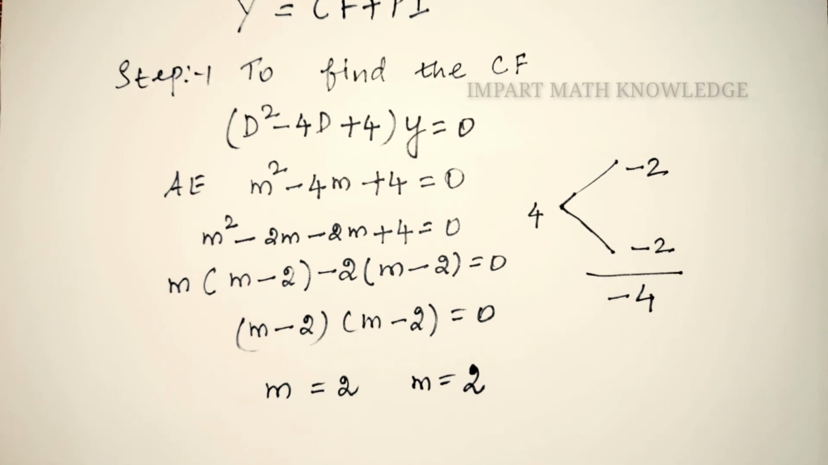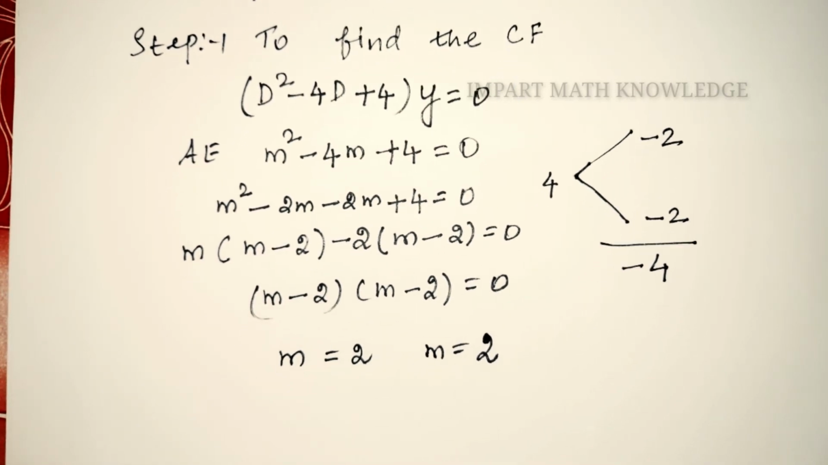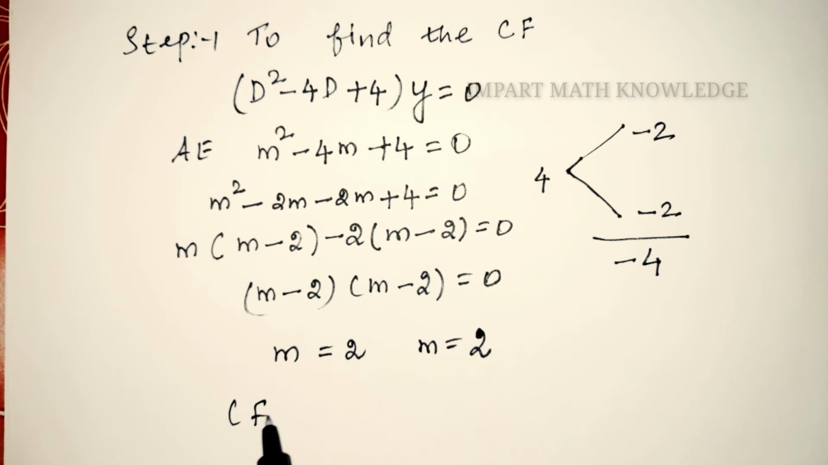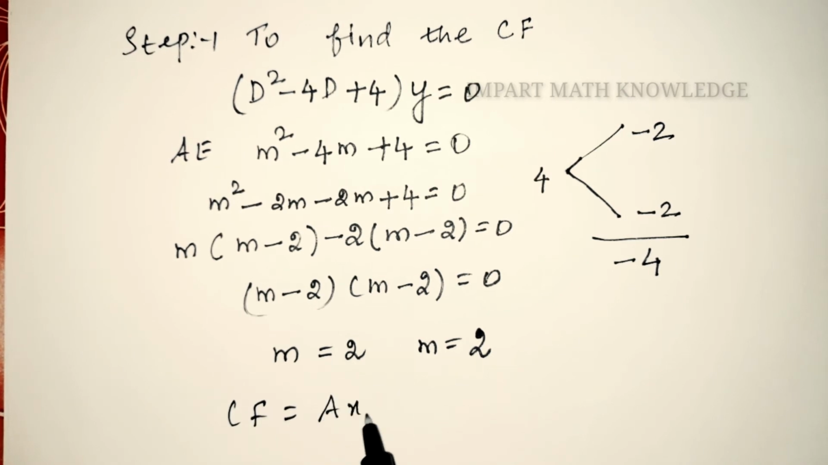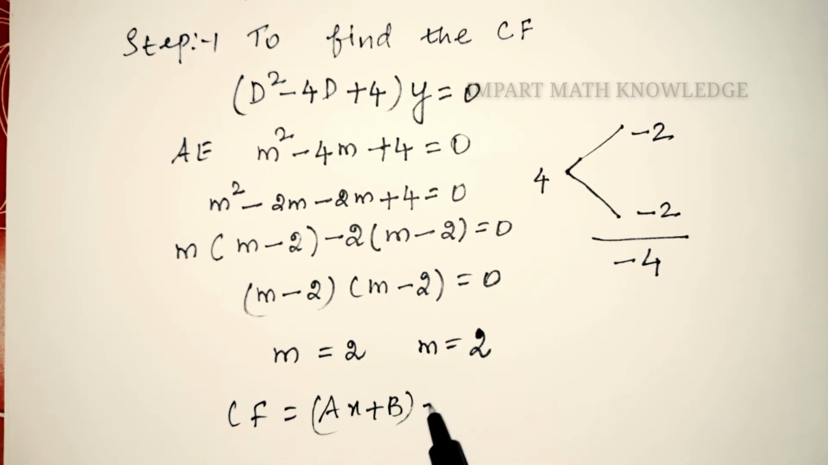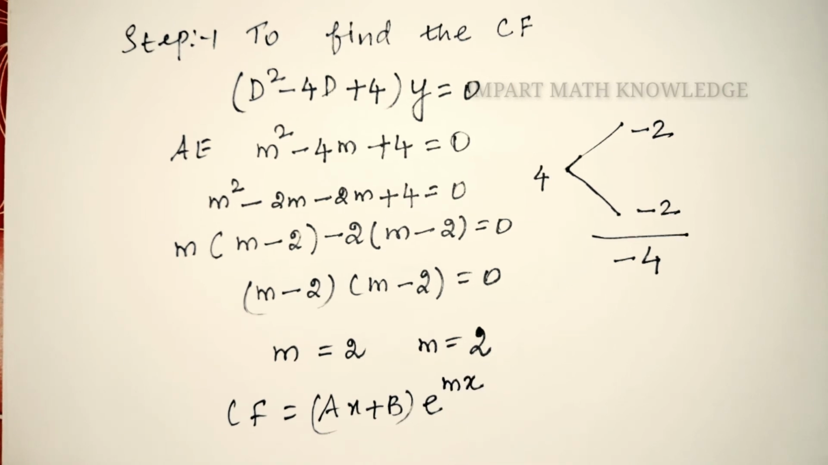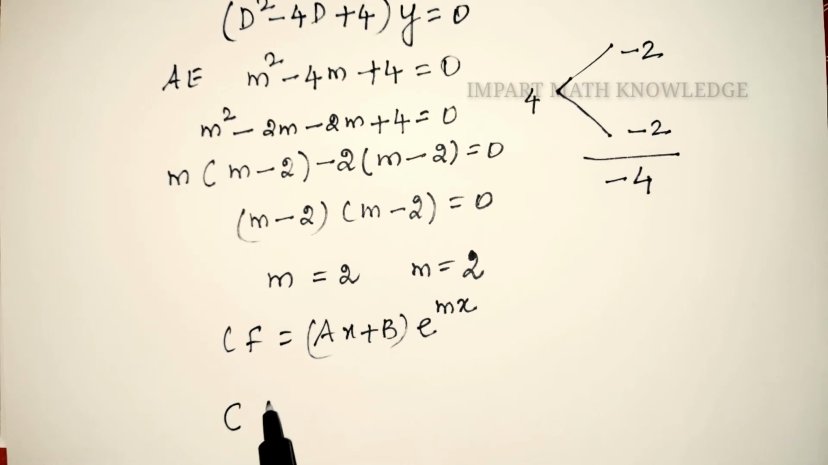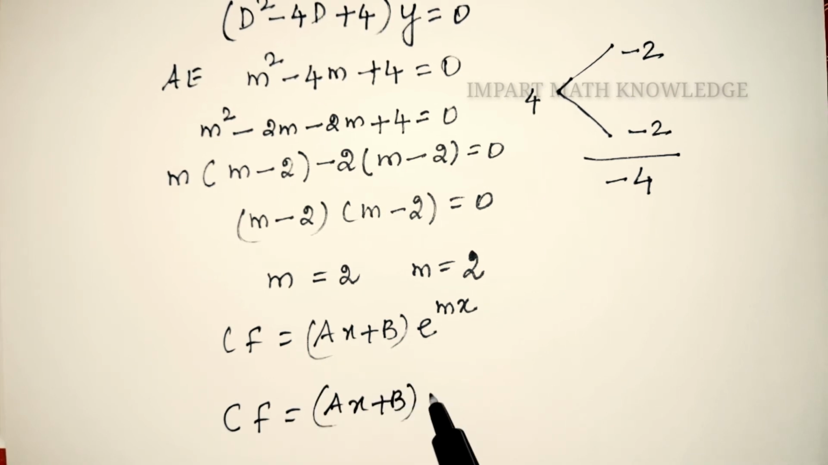Here the roots are real and same. So, the complementary function is (ax plus b) e power mx. Here the m value is 2. So, the complementary function is (ax plus b) e power 2x.